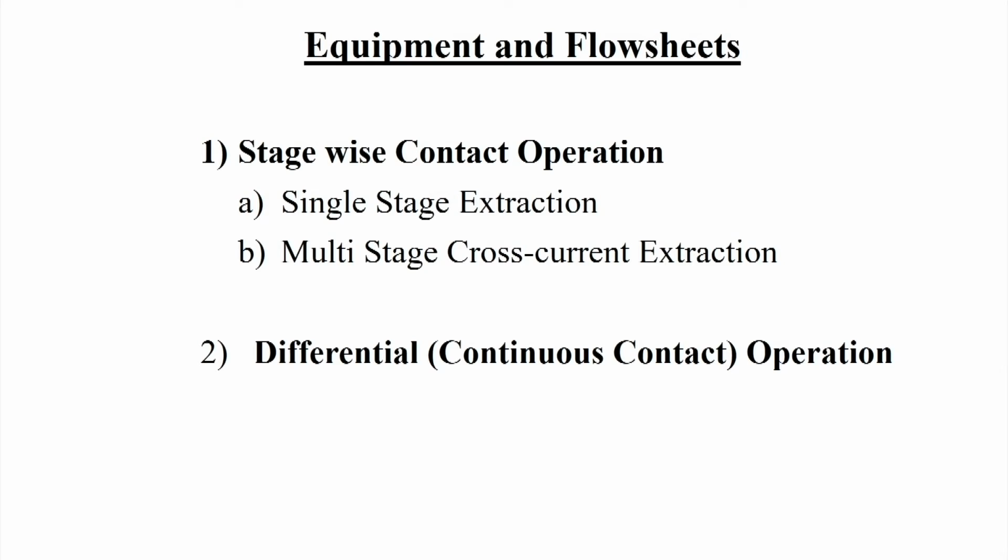Now, we will be discussing the equipment and flow sheeting. In the extraction process there are two different types of operations. One is the single stage contact operation, another is the differential or continuous contact operation. In single stage operation, we will be discussing two different types of extraction processes. One is the single stage operation and another is the multi stage cross current extraction process. So, we will be discussing the single stage extraction process.